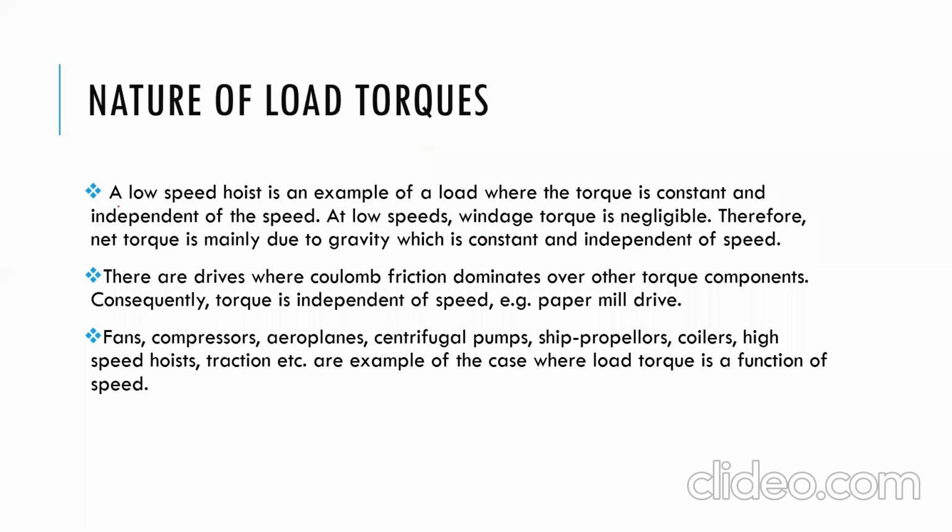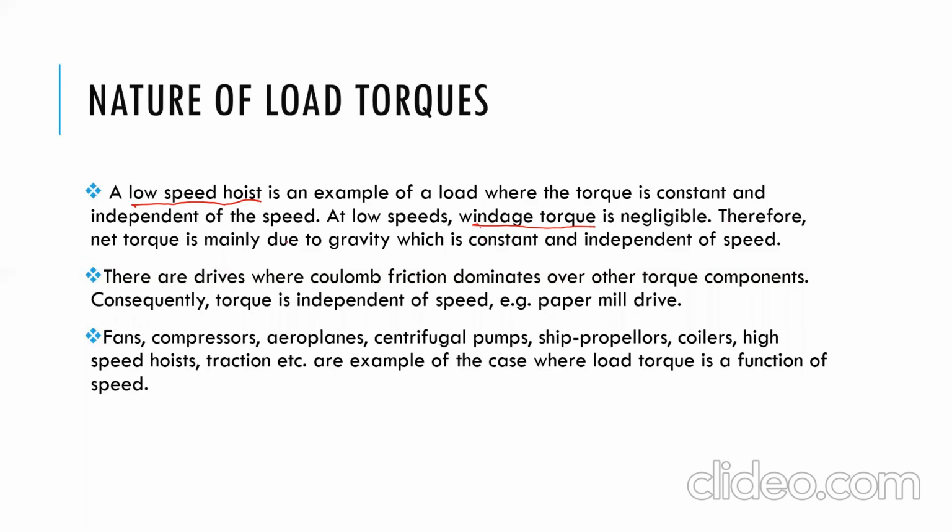Some examples of loads are given here. A low speed hoist is an example of a load where the torque is constant and independent of the speed. The hoist is running at very low speed. At low speeds, obviously, windage torque is negligible. Windage torque is present when the machine is running at high speed, but here the load is moving at very slow speed. Therefore, windage torque is negligible.